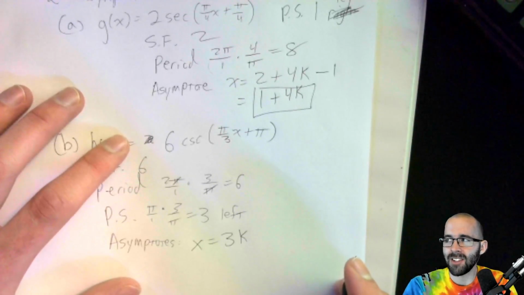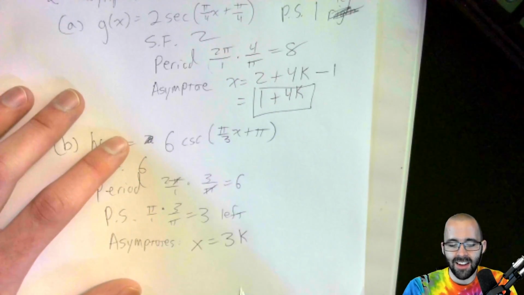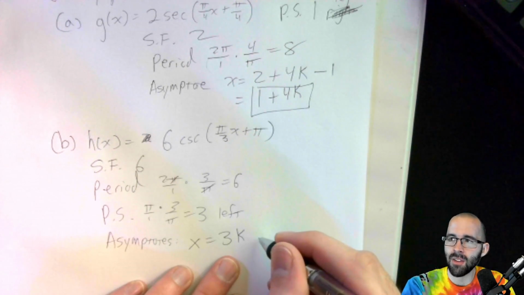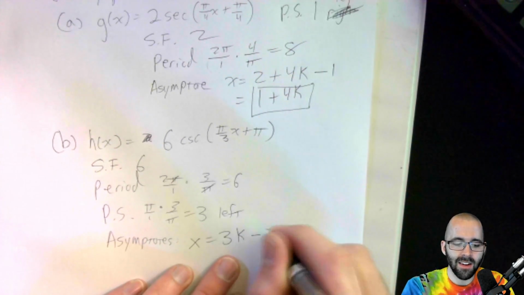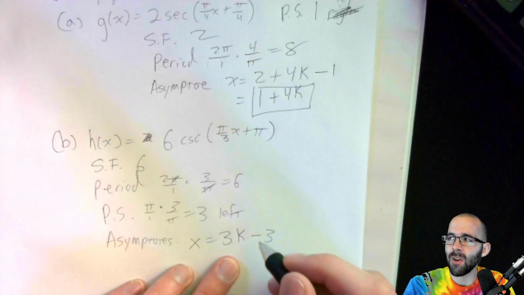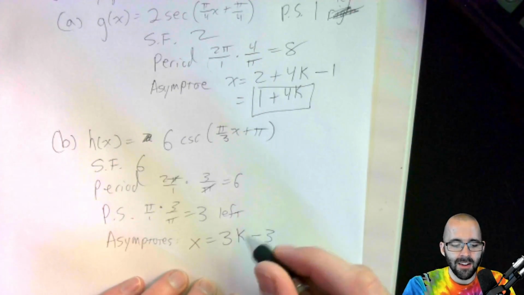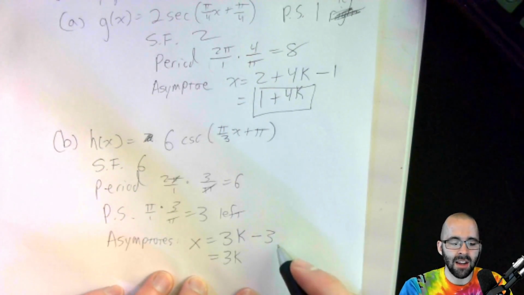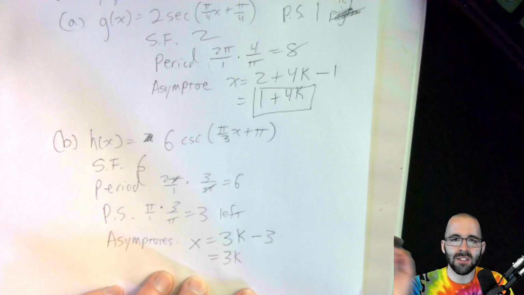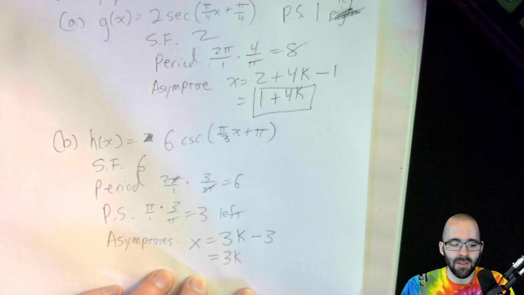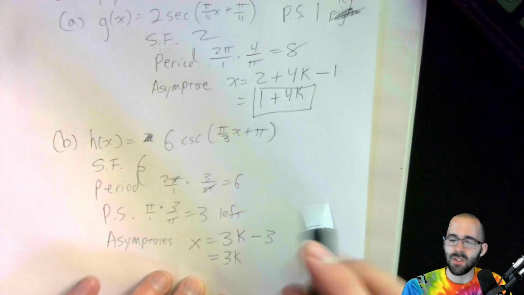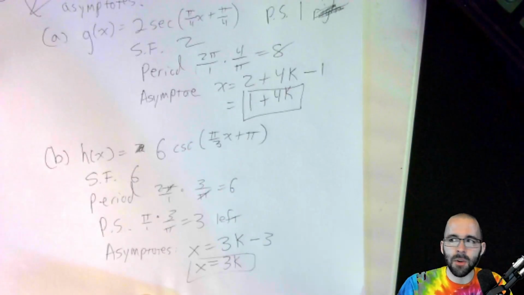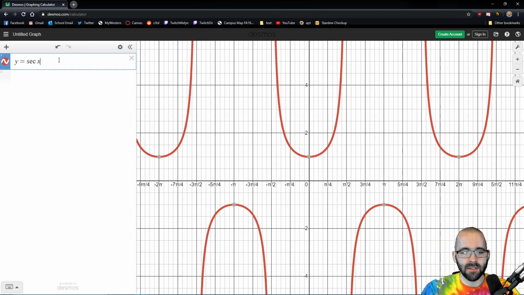Now here's something that's pretty interesting. You might think, okay, we're moving 3 to the left, so we're going to have to subtract 3. And this is not wrong. This is a perfectly correct answer. But notice that 3k minus 3 is just the same as 3k. Subtracting 3 just takes us to a different x asymptote. So these are equivalent. I'll take either answer, but this one looks a little nicer. Okay? So let's go back and check our answers.